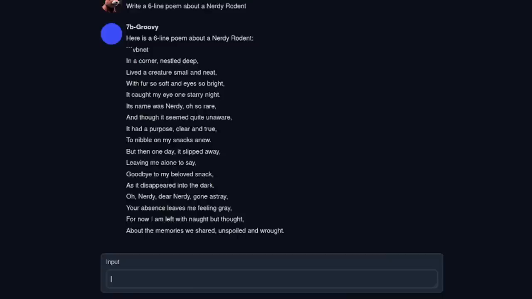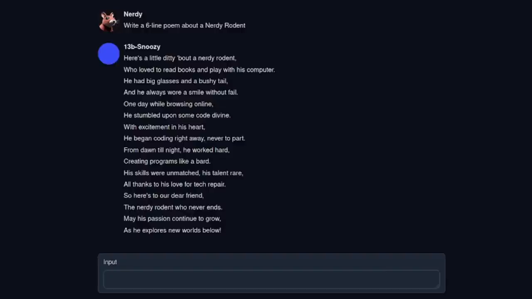Okay, that's interesting. It's not six lines, but it does read very well. 13B also cannot count to six, but let's see what that says.